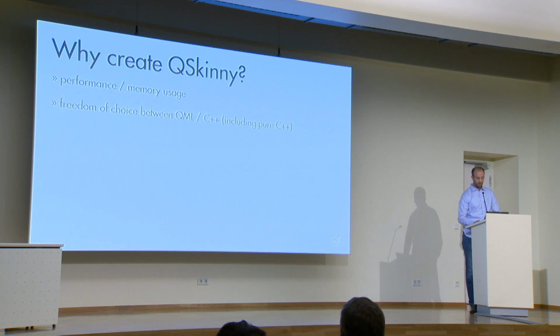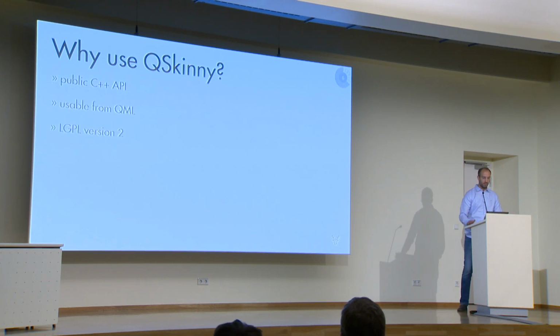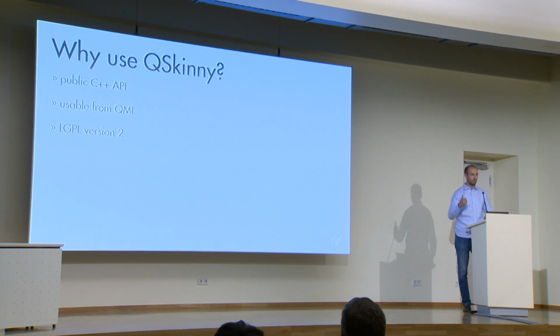Now, the more important part of the why is, why would you in the audience use QSkinny? For one, it has a public C++ API, as it's implemented in C++. It's usable from QML. As just said, you can put your QML on top, and it's LGPL version 2. Now, regarding the public C++ API, there is Qt Quick Controls 2, which is implemented in C++. However, there's no real public API for it. That class in C++, I think it's called QQuickControl, is private, and it's used to implement a closed set of components. I mean, there are buttons, sliders, and a lot more, so it's already pretty complete.